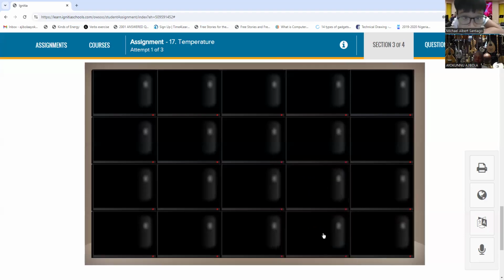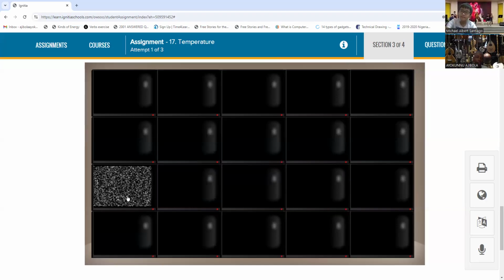Then let us see. This one is 392 Fahrenheit. So 392 Fahrenheit to Celsius. We say 392 minus 32, then that's 360. Then times 0.5556. That will give us 200, okay? And we haven't seen 200 so far.